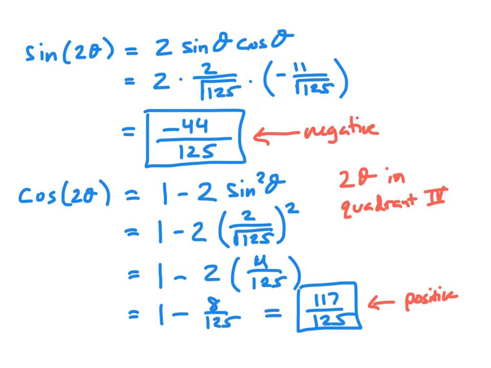So again, without knowing anything about theta other than its tangent value and its quadrant, we're able to figure out the sine and cosine of twice that angle, as well as figure out the quadrant in which that angle lies.